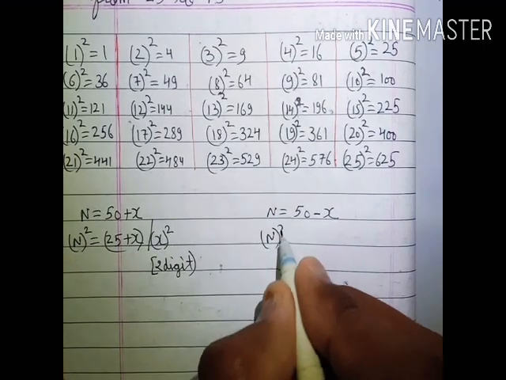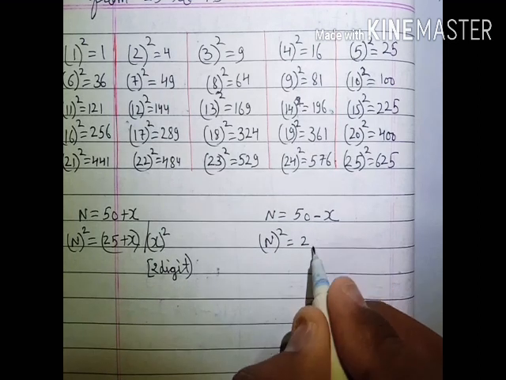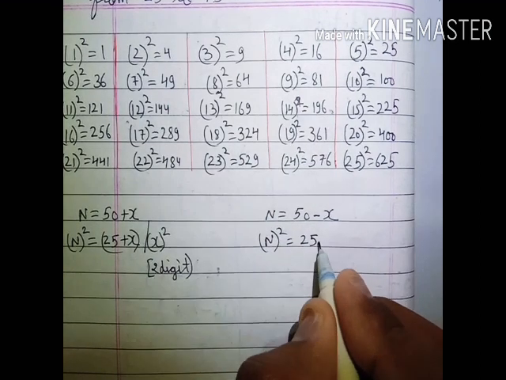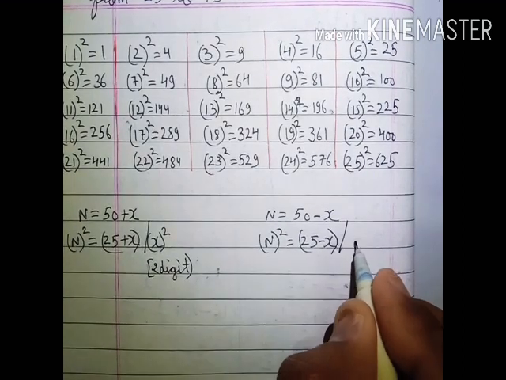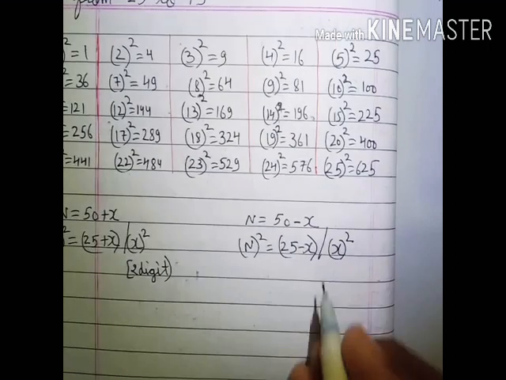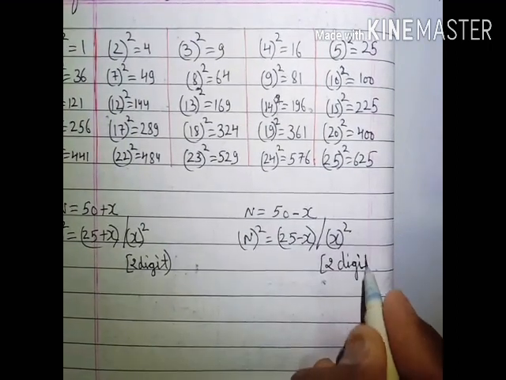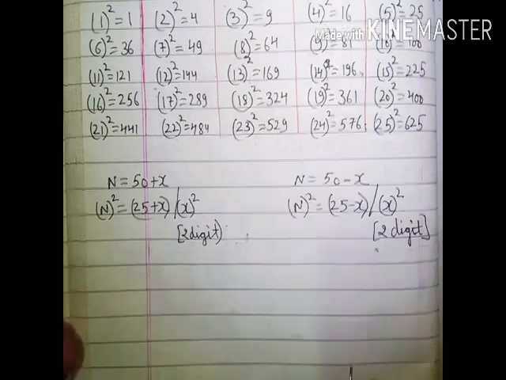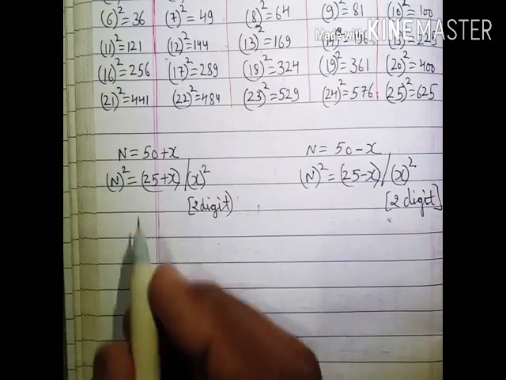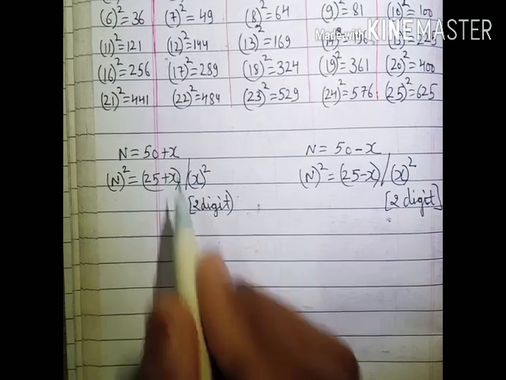Same for when the number is less than 50. To find the square, if the number is less than 50, we have to subtract x from 25. And on the right side, we will write the square of x up to two digits. Means if the square is 1, we will change it into 01, and if there are two digits, it will be the same. Let's have an example. First we study the numbers which are more than 50.